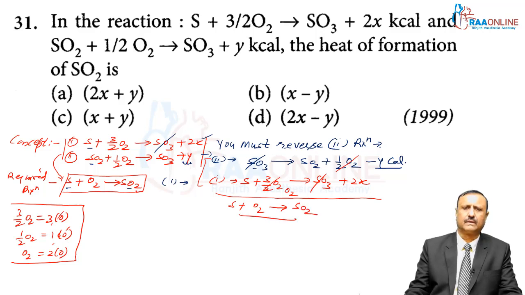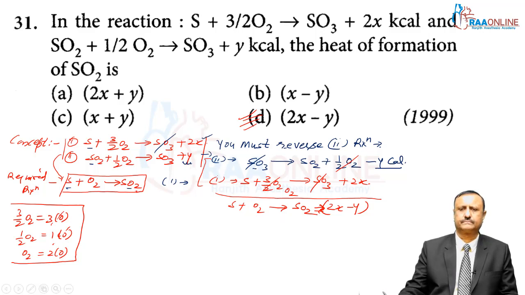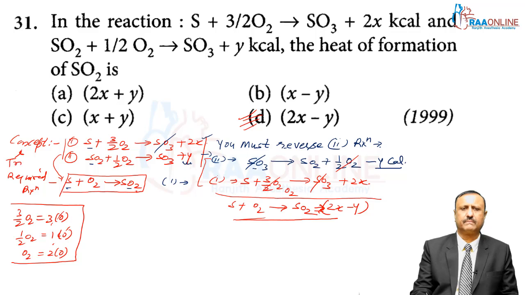You can see the same reaction is present, the targeted reaction is achieved when you reverse this reaction. So, you have 2x minus Y, and then you get this heat of reaction 2x minus Y. So, my dear students, question number 31 answer is D, that is 2x minus Y, and you achieve the reaction. I give you this concept as well as trick. This is also a trick, my dear students.